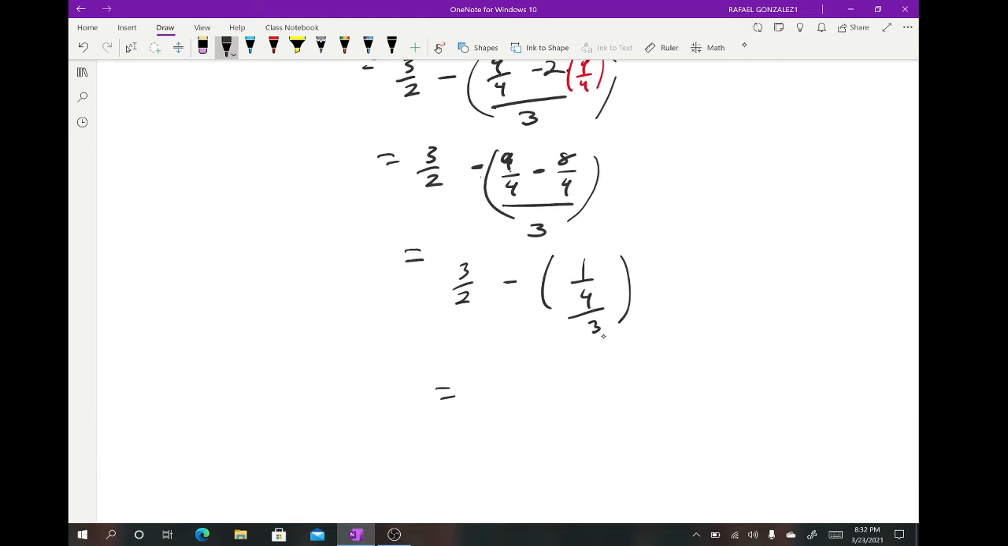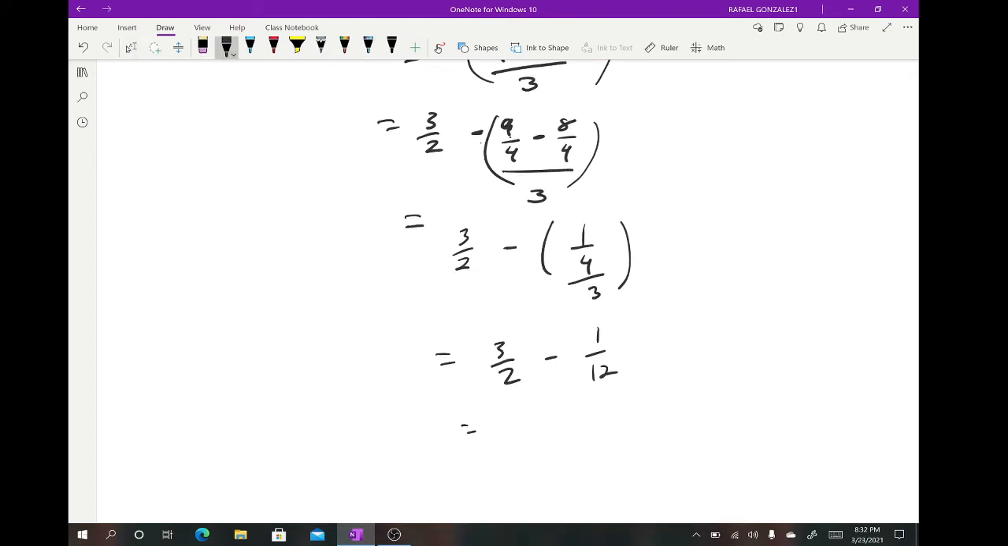And then by the keep change flip method, you just multiply by 1/3. That's essentially what's going to happen. So it's going to be 3/2 minus 1 over 12. And then again, we could simplify this a little bit more. We could combine them. You multiply here top and bottom by 6 over 6. And then you get 3 times 6 is 18. So it's equal to 17/12.